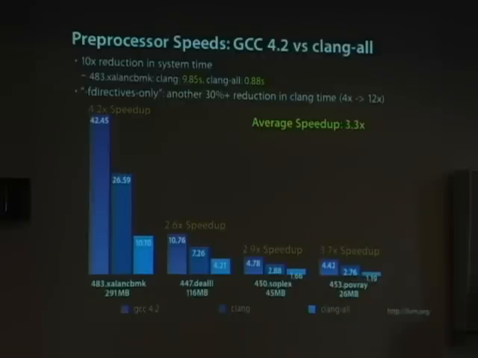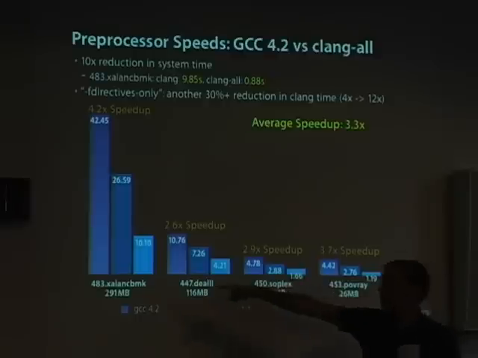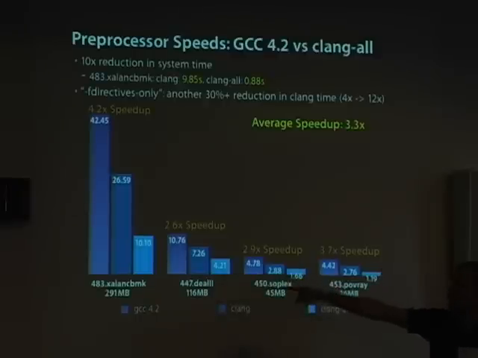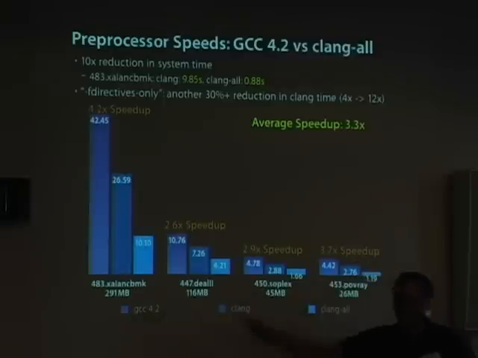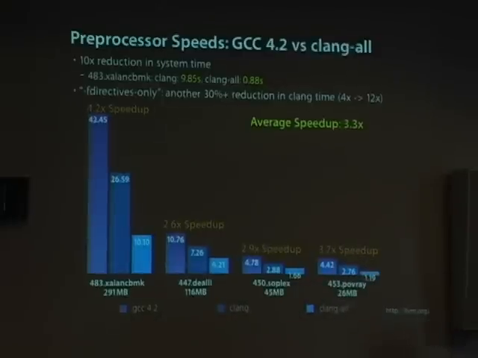Unsurprisingly, what ends up happening here is that the system time drops. For the biggest ones, Alink, BMK for example, system time on my Core 2 Duo went from 9.8 seconds to 0.88 seconds. So that's a factor of 10 reduction in mmaps, stats, all this kind of stuff. You still have a lot of I/O because you're writing out 291 megs of output, so it's non-zero.